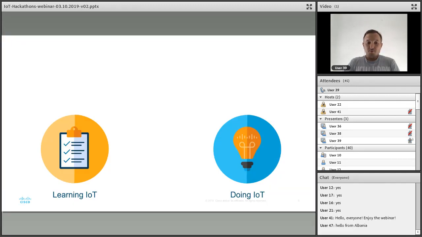So before I start my story, our journey into learning opportunities, how to become a professional in running IoT hackathons, I need to speak a little bit about the IoT world. As we know, IoT, the Internet of Things, this term is not very young already, because it exists for a number of years now. And my opinion is that IoT, Internet of Things, is not the technology.